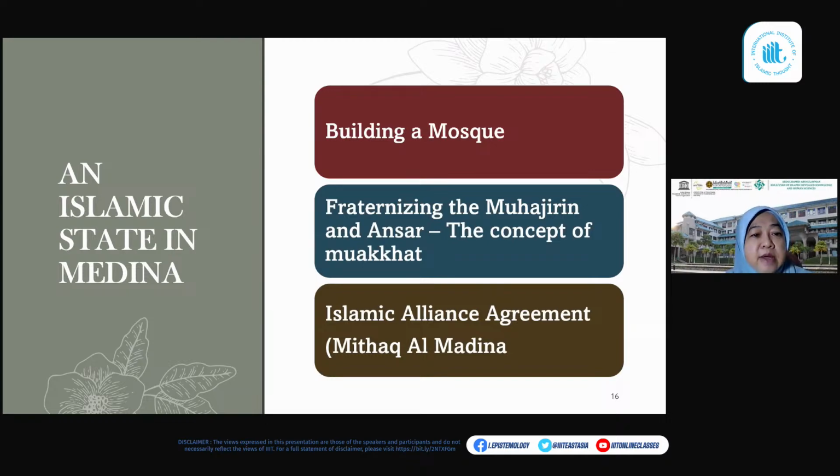No, I don't have time, but should I? Just to give you some idea about the establishment of the Islamic State in Medina, which was built based on cooperation between the Ansar and Muhajirun, and then between the people who lived in Medina at that time.